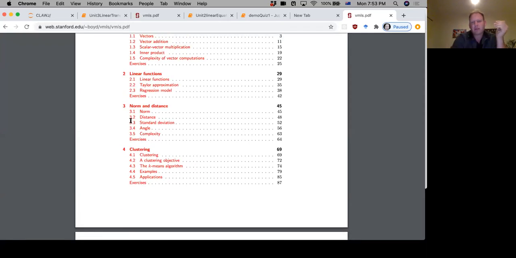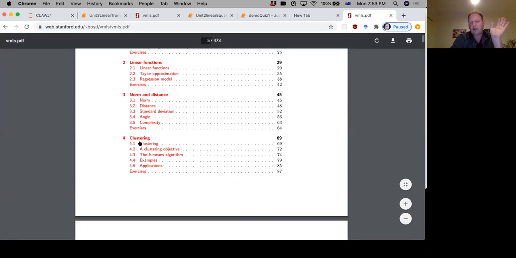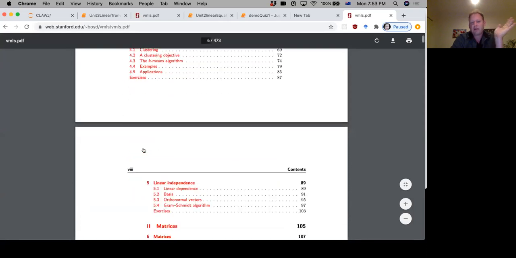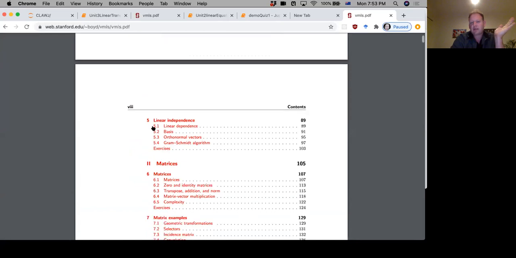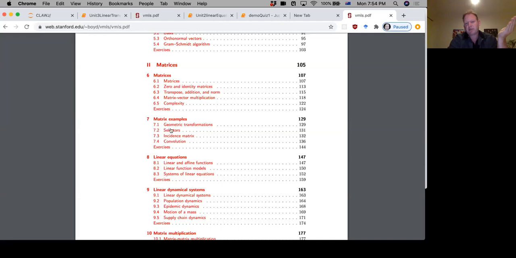It's not a full match, but this is an easy read. Vectors and linear functions we just spoke about, roughly, but this is only 1-dimensional linear functions. Then norm and distance, we did a whole lot. You even have a homework assignment from chapter 3. And chapter 4, clustering, was an example we spoke about. We have not yet spoken about chapter 5, linear independence, which covers Gram-Schmidt and the QR factorization, a bit later. We did speak about matrices and matrix examples, but there are too many applications in here for what you need.